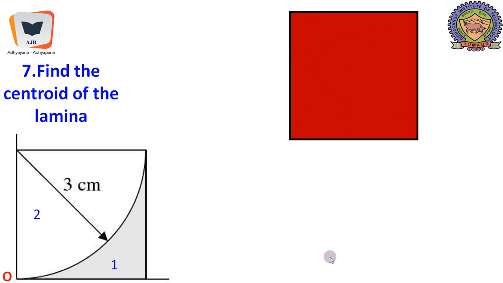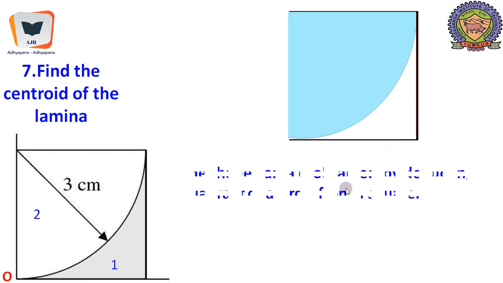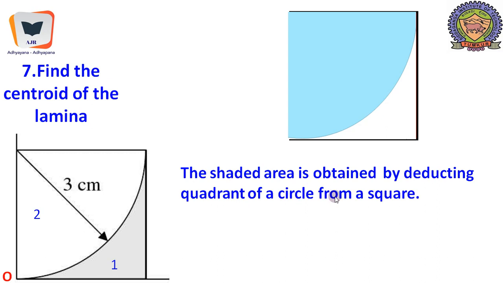Out of a big square measuring 3 centimeter by 3 centimeter, a quadrant of a circle is made. So what remains with us is this particular portion, which looks like a triangle, but it is not a triangle. The shaded area is obtained by deducting the quadrant of a circle from the square. Right, the lamina is asymmetrical, therefore we need to find both x bar and y bar.